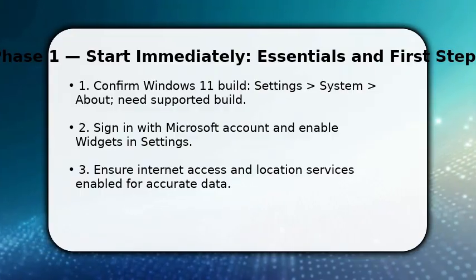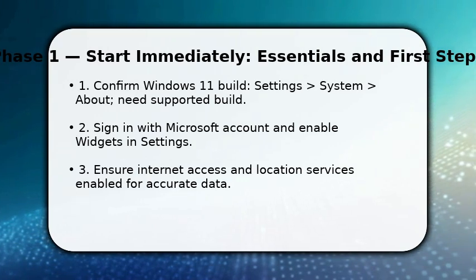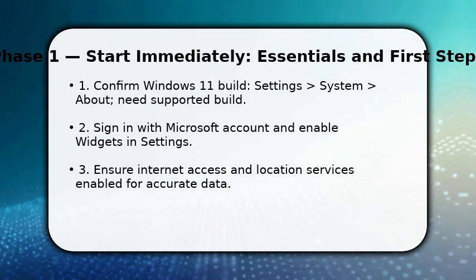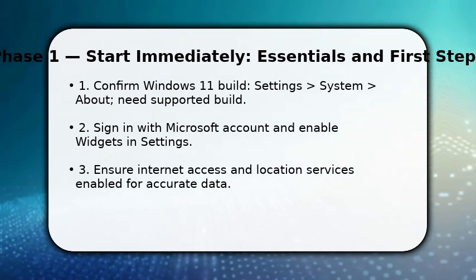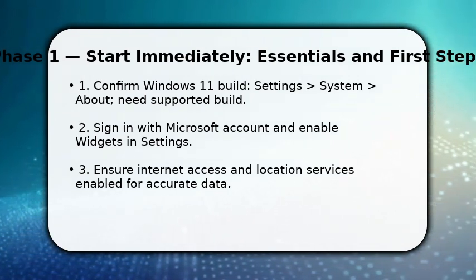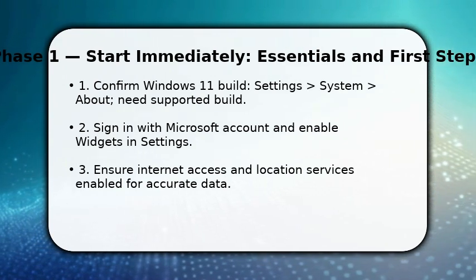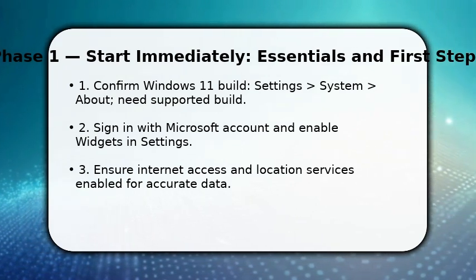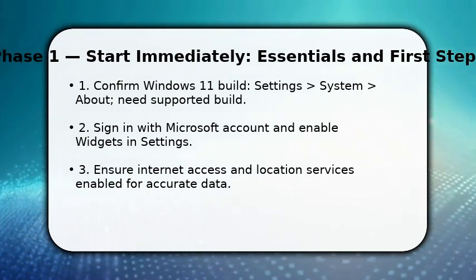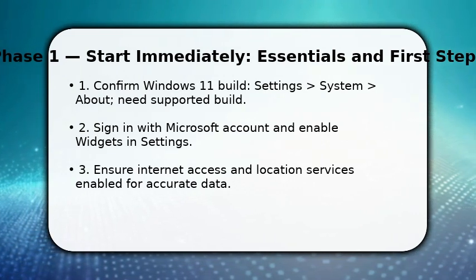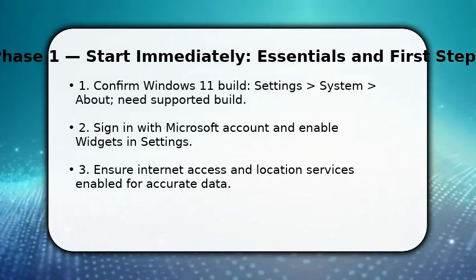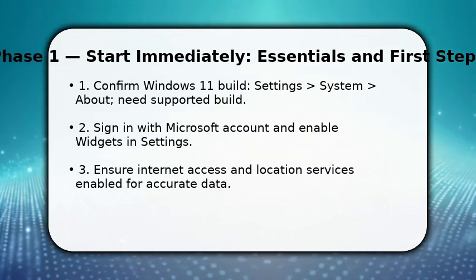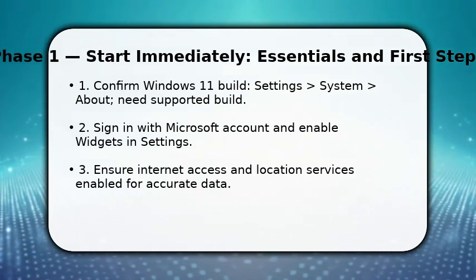You'll begin by verifying prerequisites so the widget can run reliably. First, check your Windows 11 build under Settings System About. Make sure it's a supported release. Once done, sign in with your Microsoft account and enable widgets in Settings. This ties preferences and permissions together. Also confirm internet access and turn on location services for precise local forecasts. You're starting with configuration, so the rest installs cleanly. These steps prevent permission and data errors later.